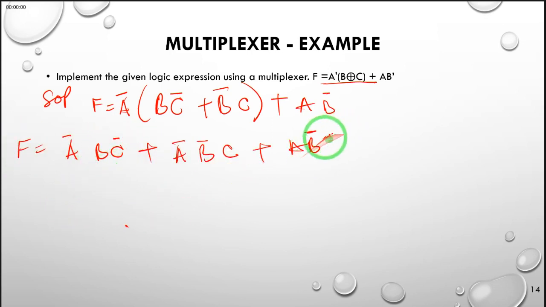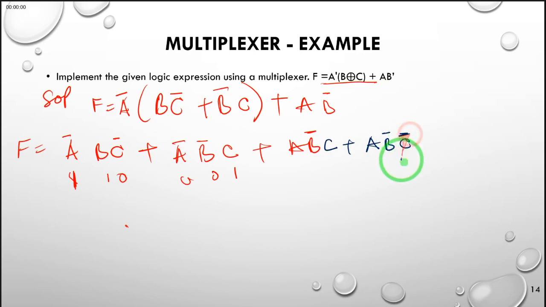Now we can express this as a function of minterms, where we notice that this is 0, 1, 0, 0, 0, 1, and this can have two possible values. This may be expressed as A, B, C or A, B bar, C bar. So that is a possible rewriting of this term. Therefore, this becomes 1, 0, 1, and this becomes 1, 0, 0.